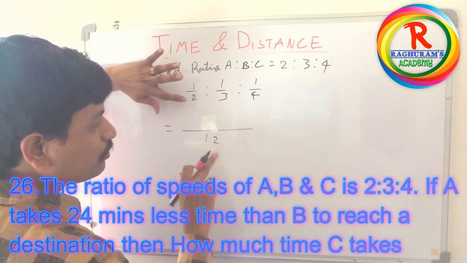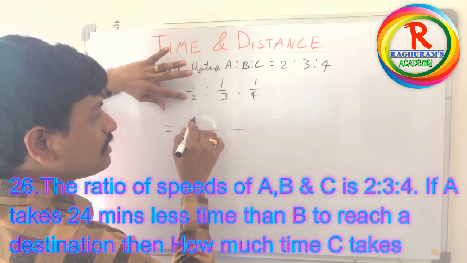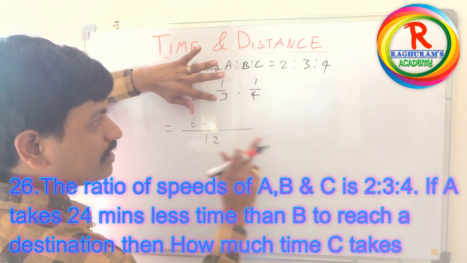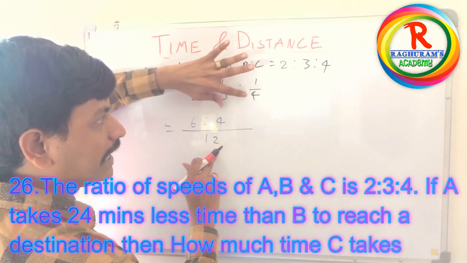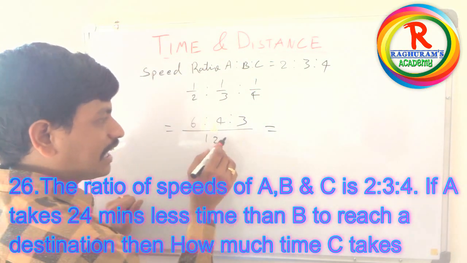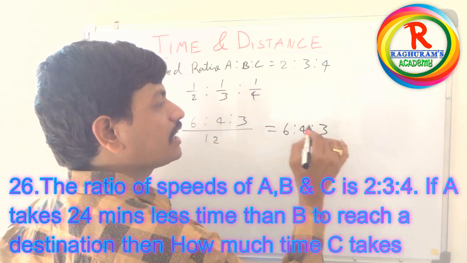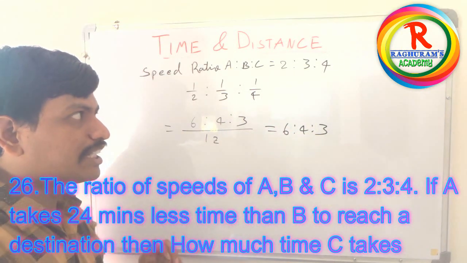So here in this case the LCM of 2, 3, 4 is 12, and 2 sixes are 12, 3 fours are 12, and 4 threes are 12. So for the ratio, we can cancel 12. So we get 6 is to 4 is to 3 as the ratio of time. Like this we can find.